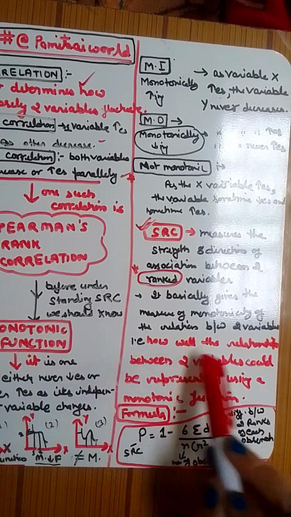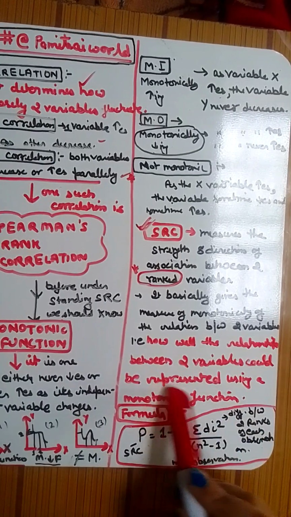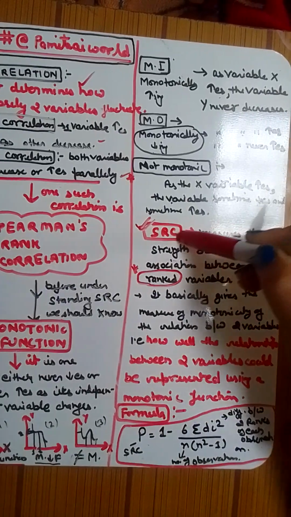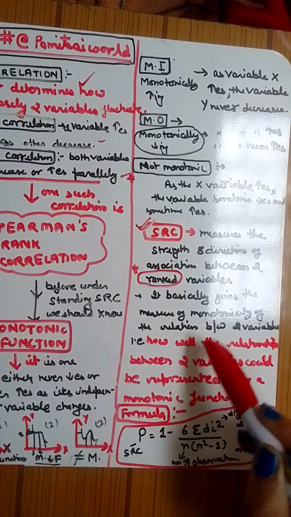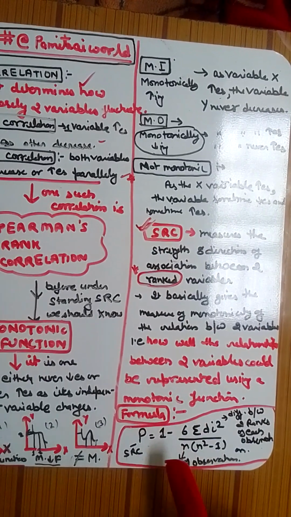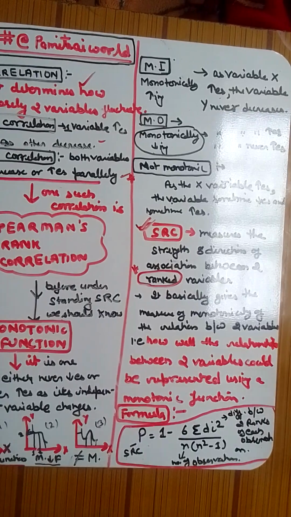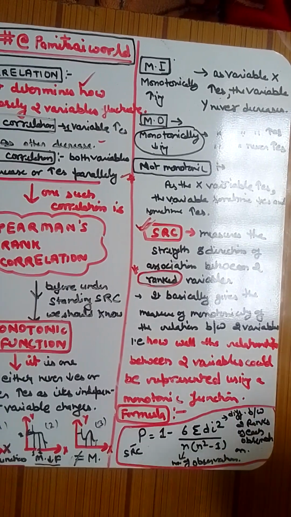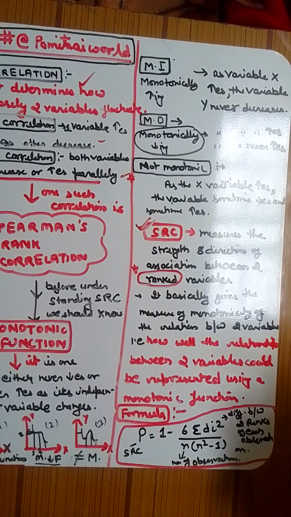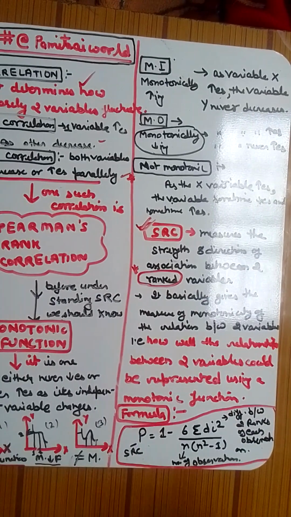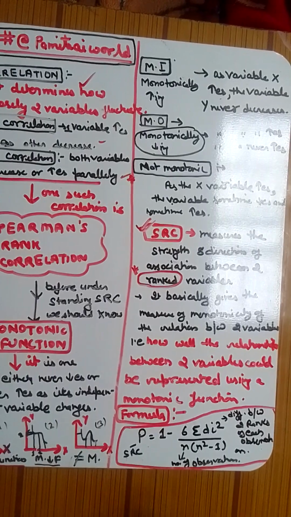Now, how well the relationship between two variables can be represented using a monotonic function, that is the Spearman rank correlation coefficient definition. Fine. Now we'll jump to the formula. Sometimes in an interview for a data scientist, they ask the formula, or they will give you a dataset and ask you to calculate the Spearman rank correlation coefficient for that data. So you should know the formula also.